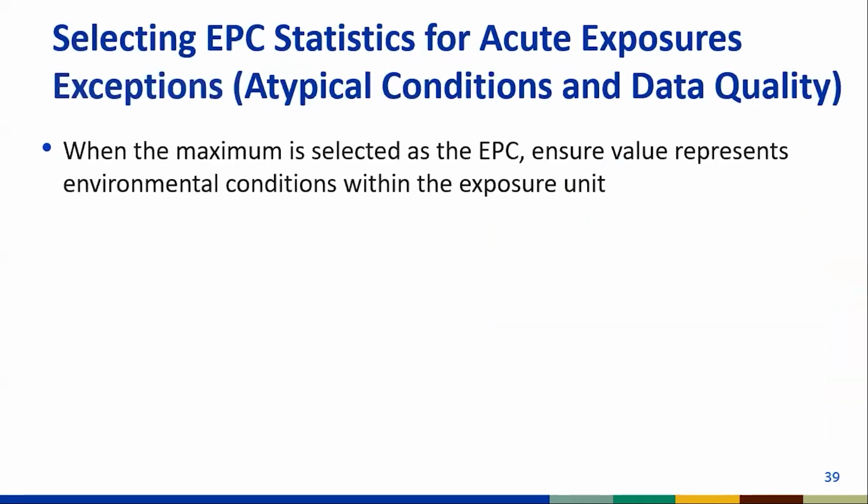Other considerations relate to atypical conditions and data quality. These are especially important when the maximum value is selected as the EPC. Health assessors need to be sure that the maximum value in the dataset adequately represents environmental conditions within the exposure unit.